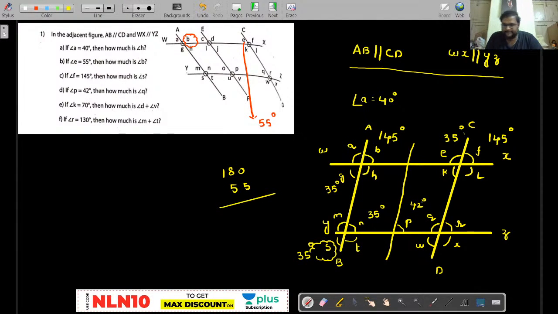Any answer for this? Now those who can answer this are very good at basics. If angle P is 42 degrees, how much is angle Q? Any answer for this? I'm waiting for the answer. One basic question.